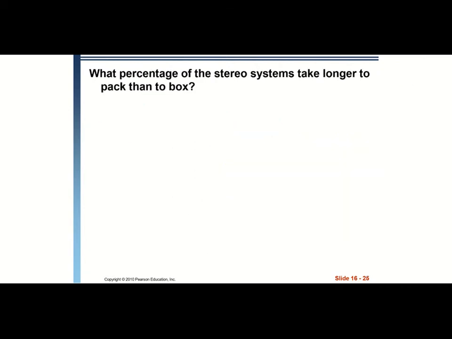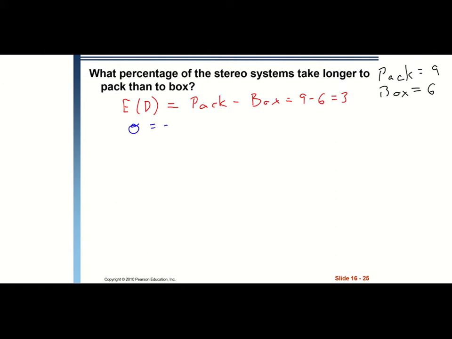Next, what percentage of the stereo systems take longer to pack than to box? So packing takes on average 9 minutes, boxing takes on average 6 minutes. All right, so let's start off by defining what our random variable is going to be. Let's call it expected value of the difference, D for difference, and we're going to say pack minus box. Okay, so on average, we should have a difference of 3 minutes. The standard deviation for the difference between these two times, again, is the sum of the variances. Now, it doesn't matter that we are subtracting up here, we still add the variances.